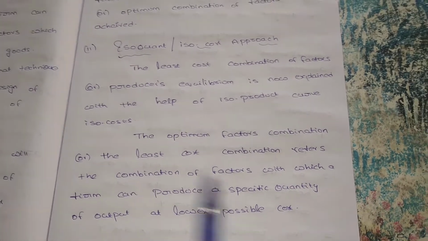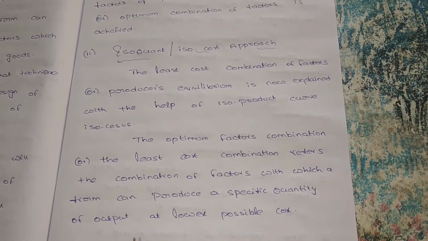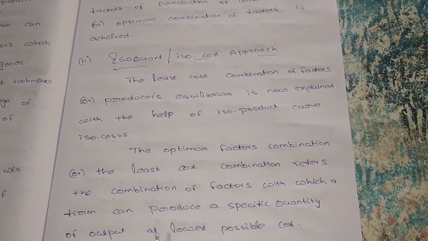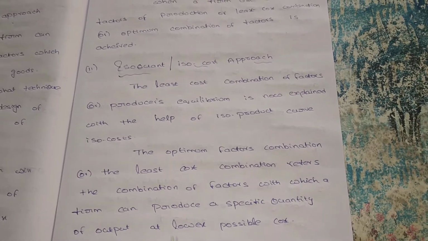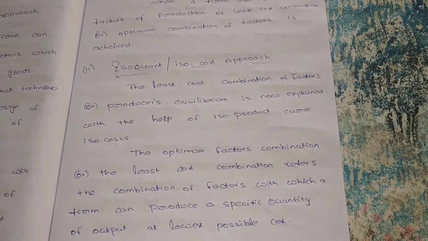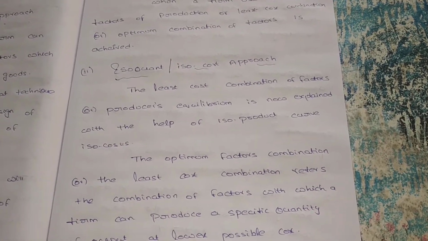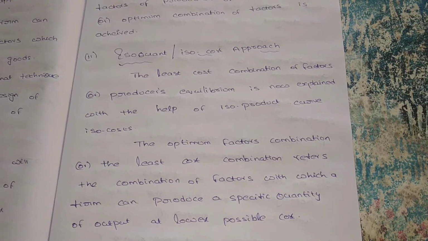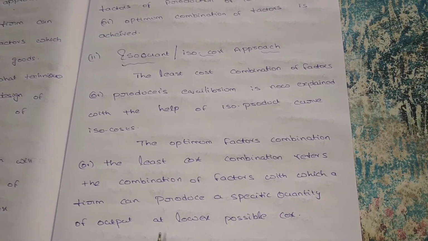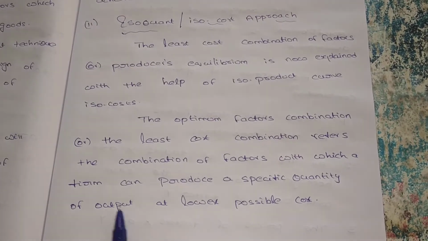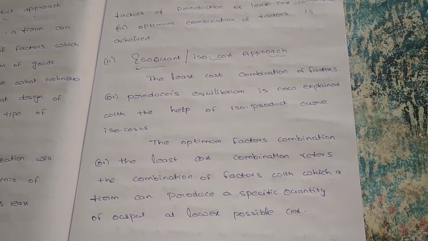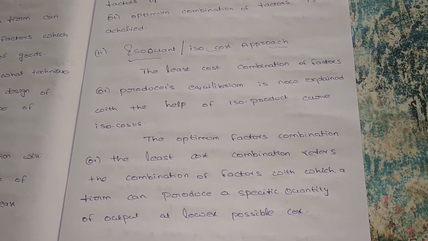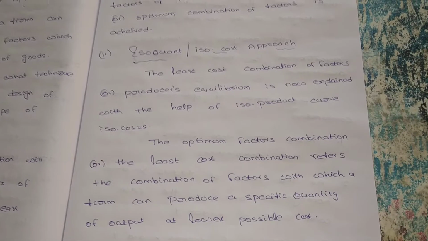The optimum factors combination or the least cost combination refers to the combination of factors with which a firm can produce a specific quantity. Suppose, as in the previous example, we are discussing 100 packets of biscuits. For these 100 packets of biscuits I am taking labor and capital. The output is specified, output is fixed, and only the inputs are changing. So which input combination is the best for it? Which input factor gives us the specified quantity of output at lower cost?